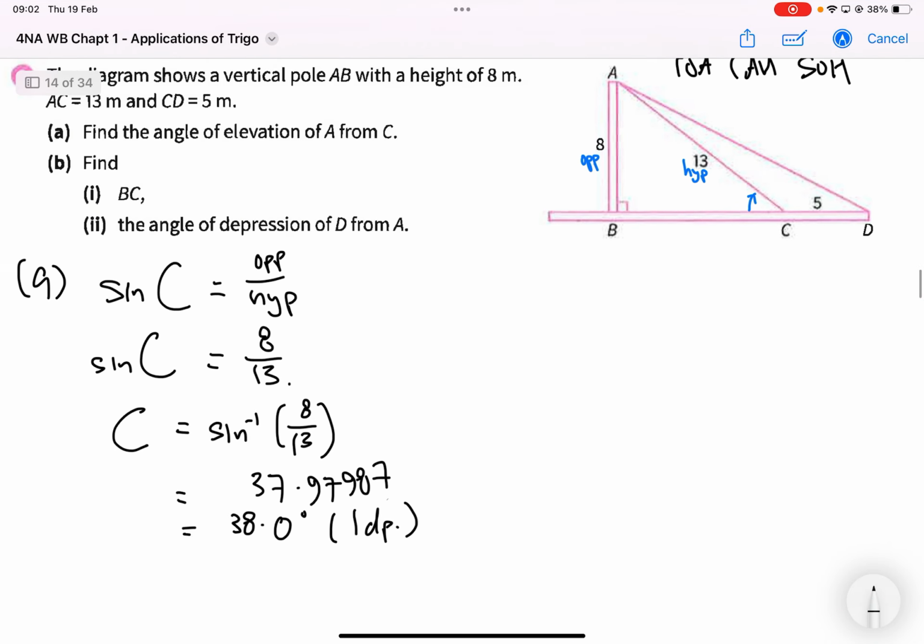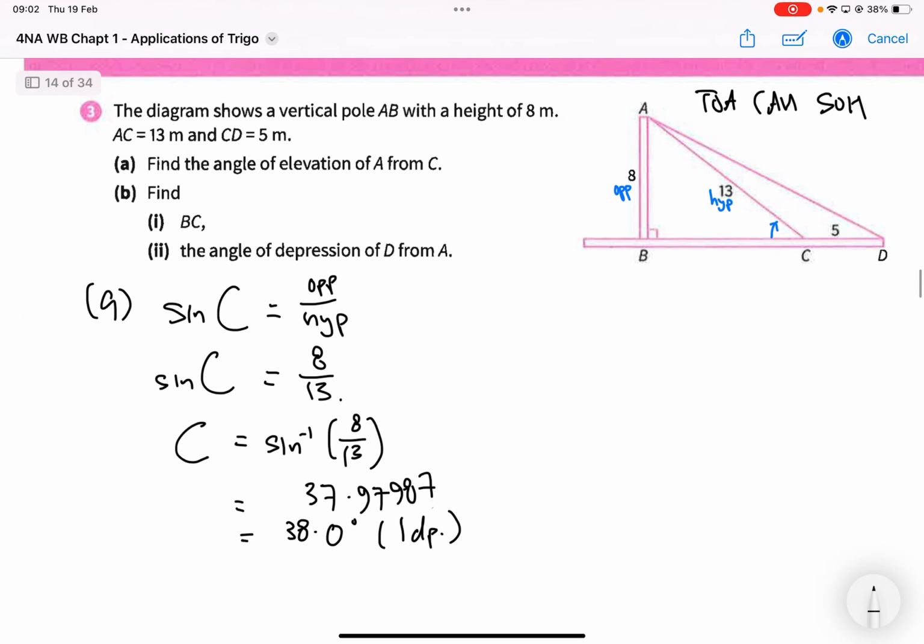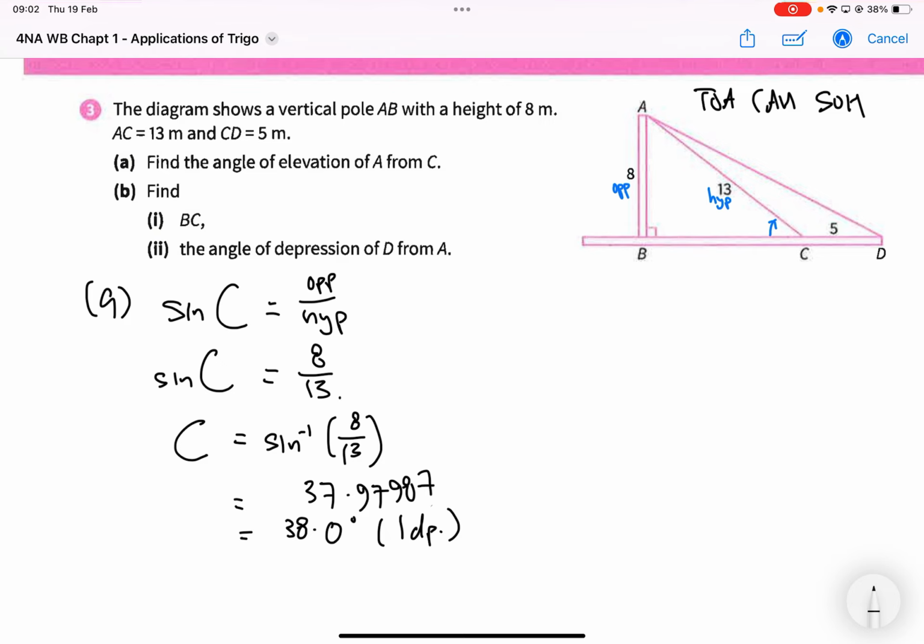Your question paper at the front will say anything to do with degrees, to do with angle, not exact, give to 1 dp. Then part B, part 1.